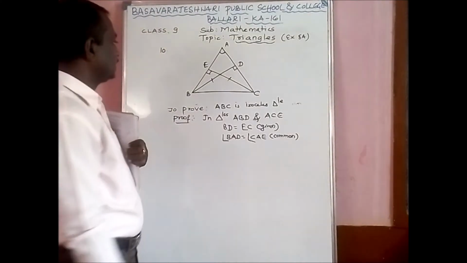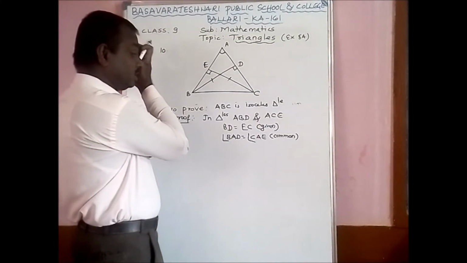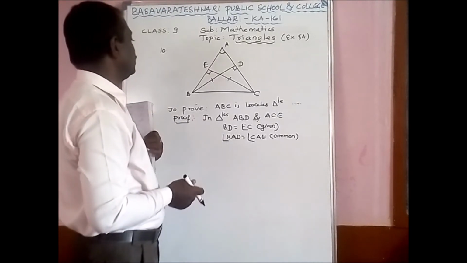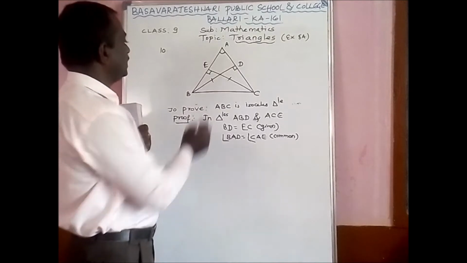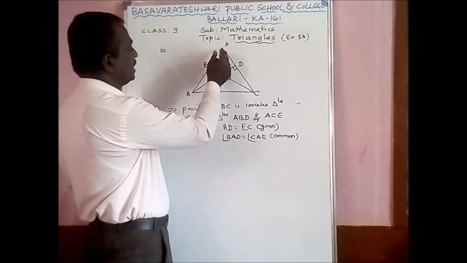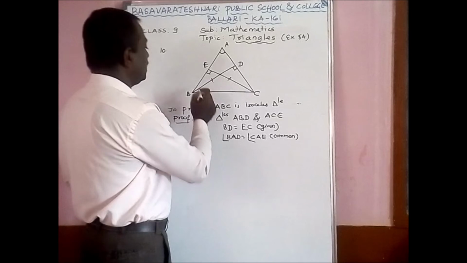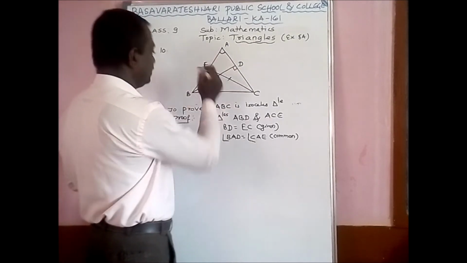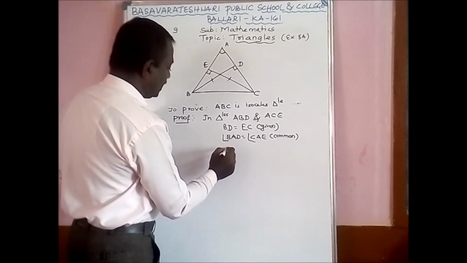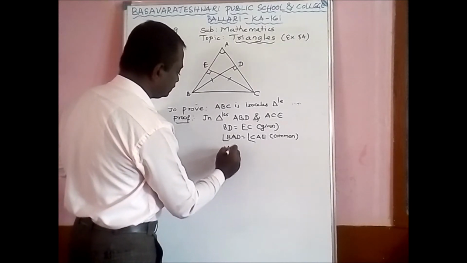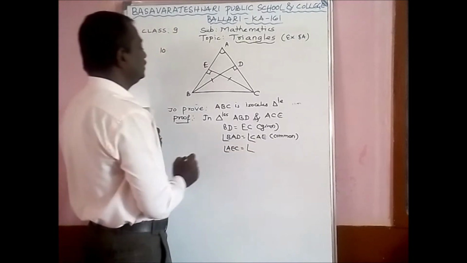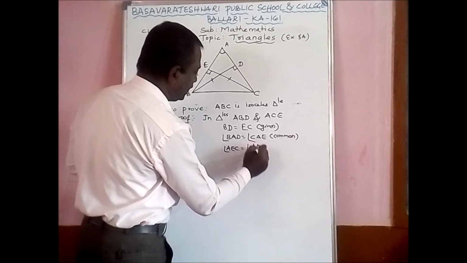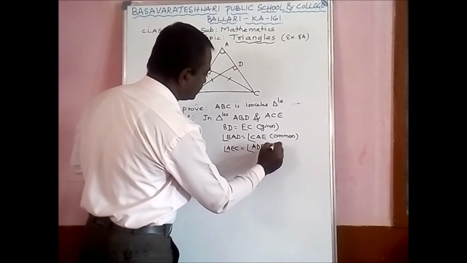Next, one more thing they have given: one more angle is also equal. So which is the one more angle that is equal? The right angle. Angle AEC is equal to angle ADB, and angle ADB is equal to 90 degrees.